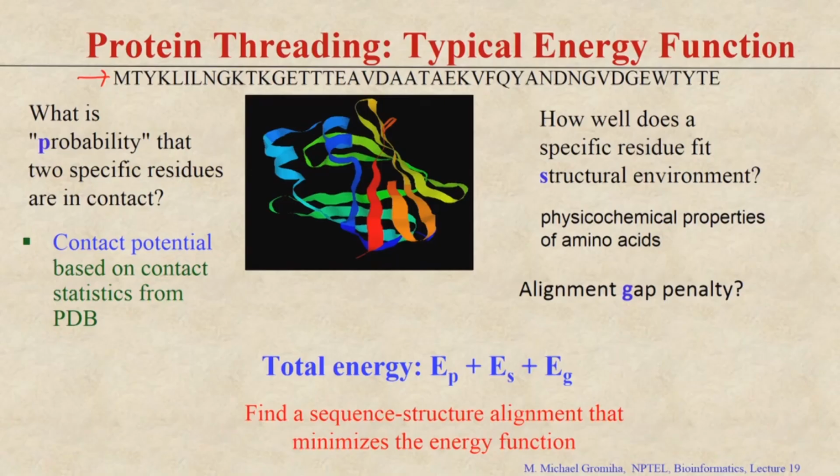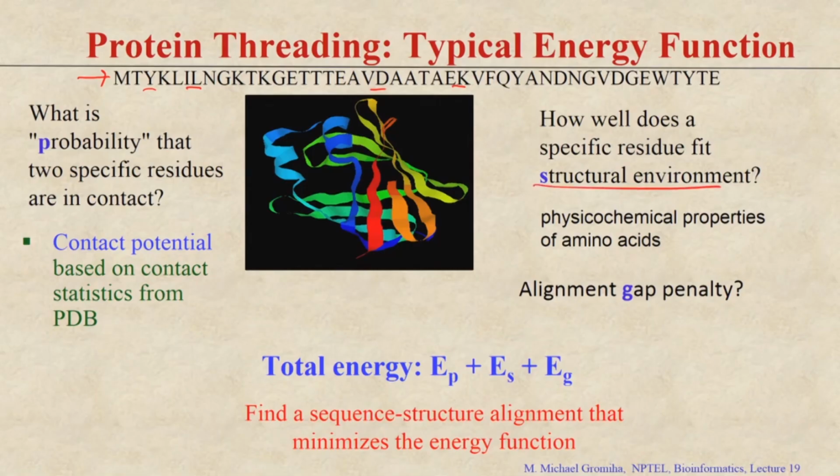For example, if you know the sequence, which two residues have a high possibility that they are in contact with each other? For example, this lysine and another aspartic acid can be close to each other, or this leucine and this tyrosine can be close to each other. Then they see the structures and have the scoring function, and the second one is how well they fit with the structural environment.